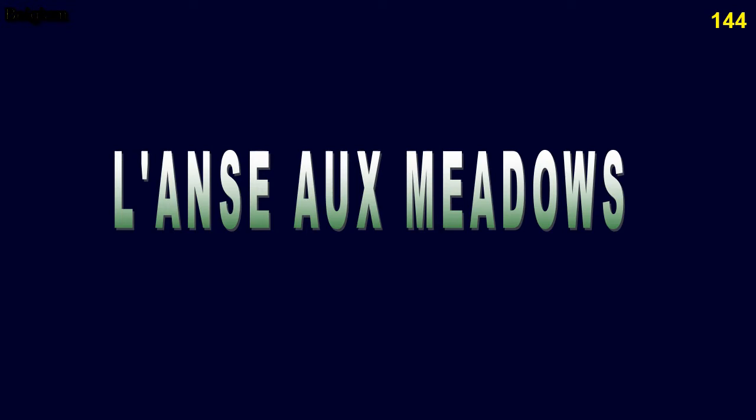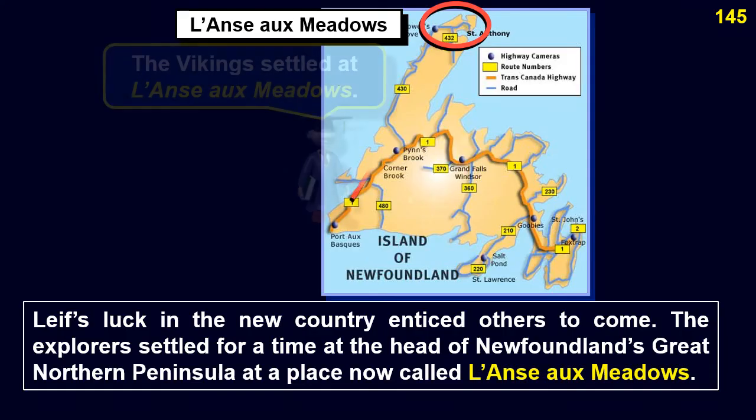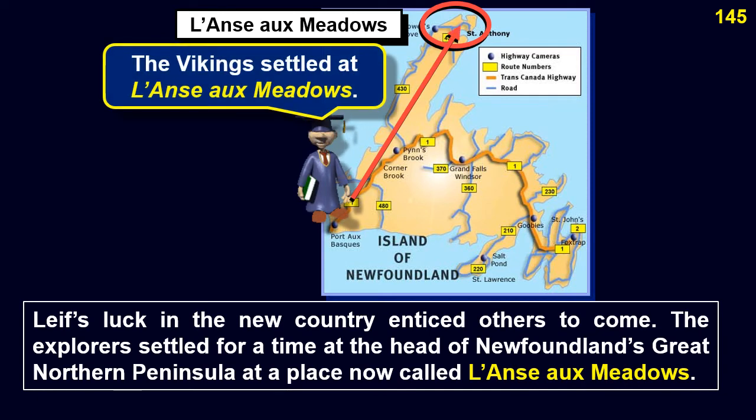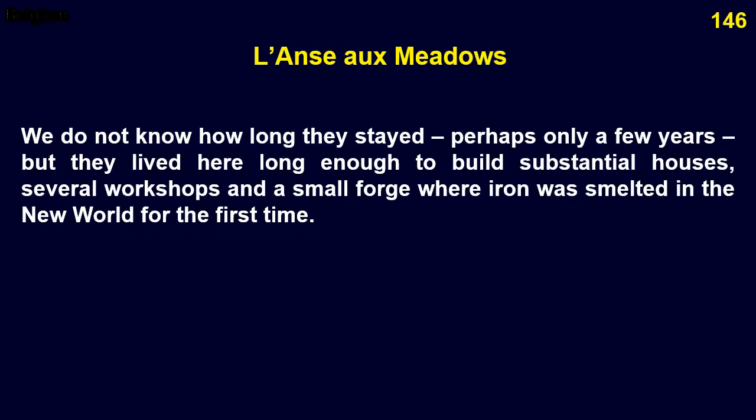Chapter 11. L'Anse aux Meadows. Leif's luck in the new country enticed others to come. The explorers settled for a time at the head of Newfoundland's Great Northern Peninsula, at a place now called L'Anse aux Meadows. We do not know how long they stayed, perhaps only a few years, but they lived here long enough to build substantial houses, several workshops and a small forge where iron was smelted in the New World for the first time. After they left, the buildings decayed, and nature reclaimed the land.